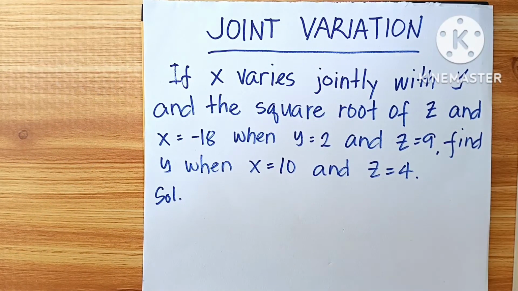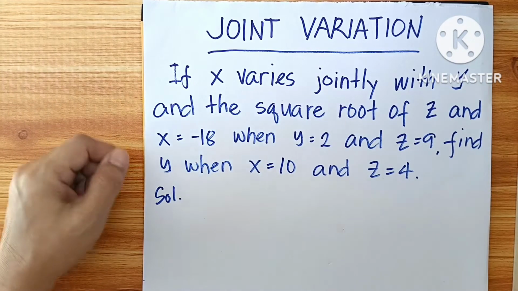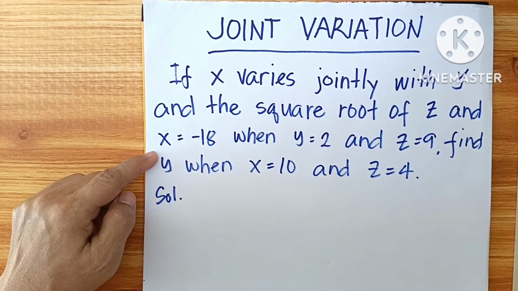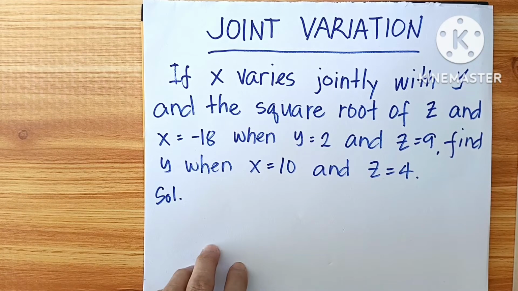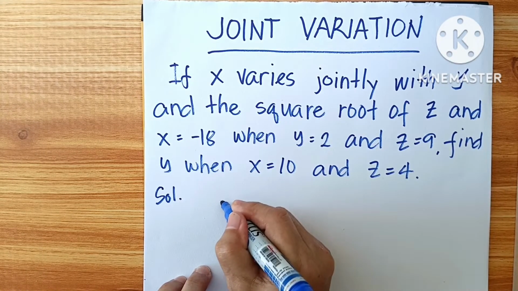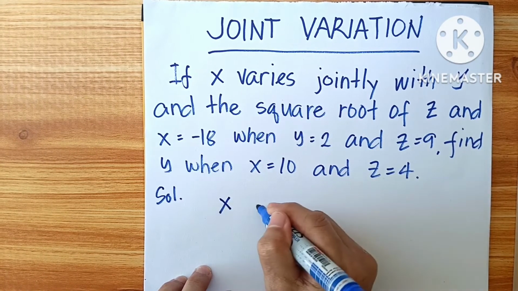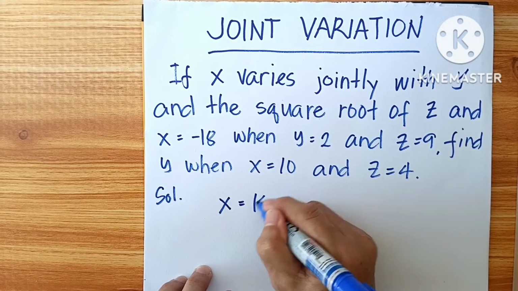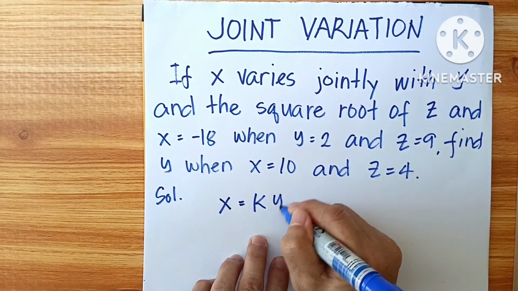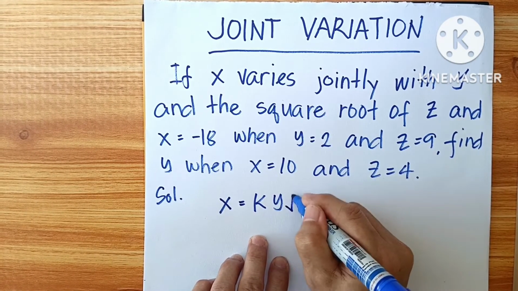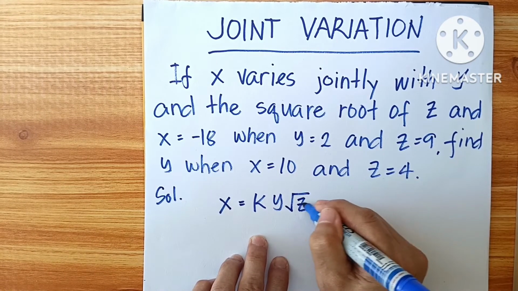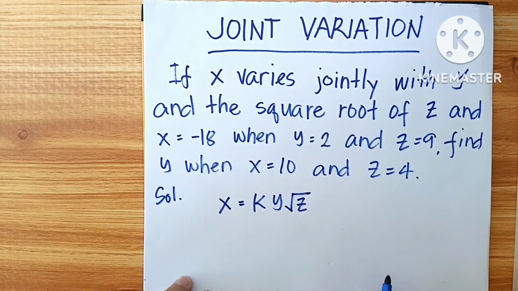Okay, let's start with joint variation. If x varies jointly with y and the square root of z, and x equals negative 18 when y is 2 and z equals 9, find y when x equals 10 and z equals 4. Okay, so you are given x varies jointly with y and the square root of z. Ganyan lang yan, di ba? Pagka varies jointly, combination of direct variation.